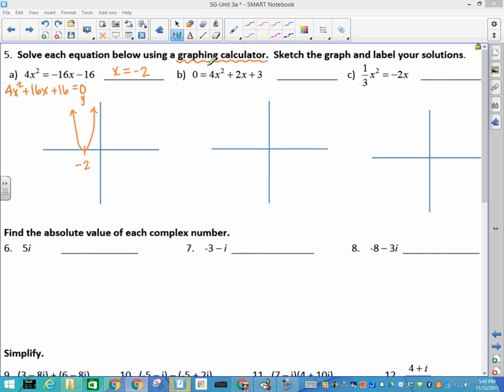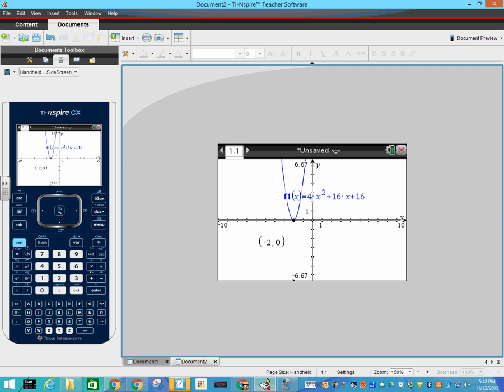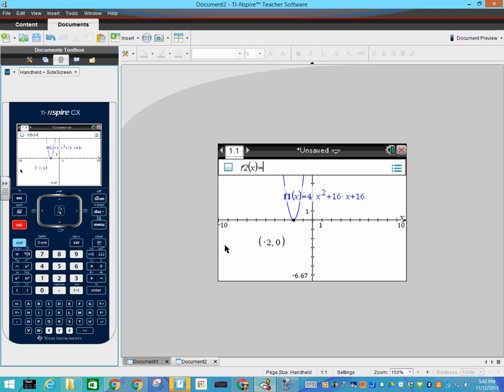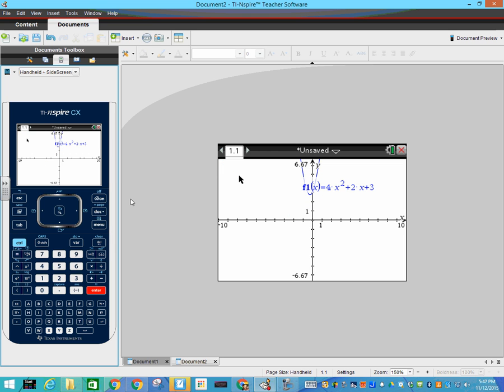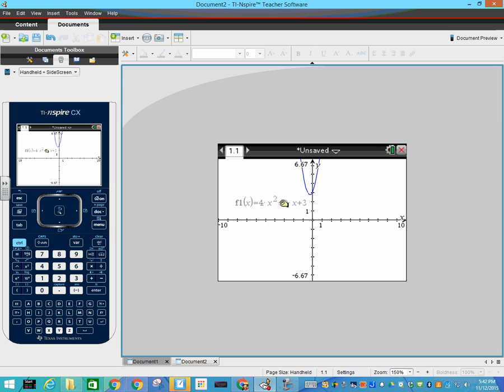All right, this one is already done for us. We have 4x squared plus 2x plus 3. So I'm going to go here, and remember tab brings up that equation line again. You can, if you want to, just go up and just take that one off. That might be easier because then you don't have two things on there. So we had 4x squared plus 2x plus 3. And what did that do to my graph? Oh, look at that. Okay?